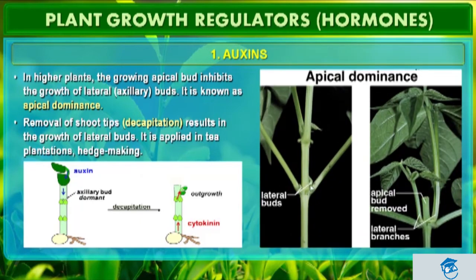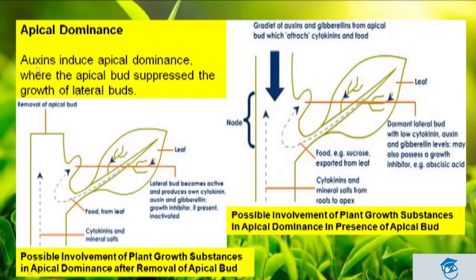See, this is apical dominance. See, this is the lateral bud. So when you cut the apical bud, then the lateral bud shows growth. So this shows that at the apical portion, auxin is there, which is responsible for the growth of the apical bud. As I just told you, auxin induces apical dominance, where the apical bud suppresses the growth of the lateral bud.